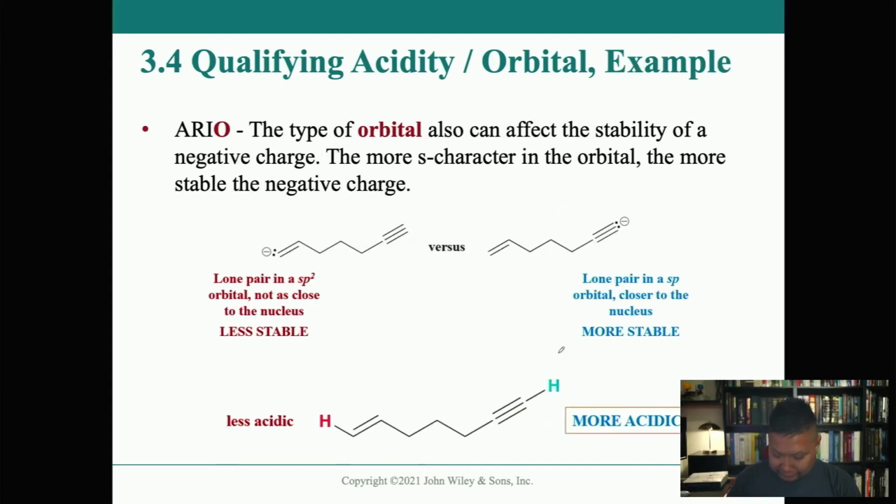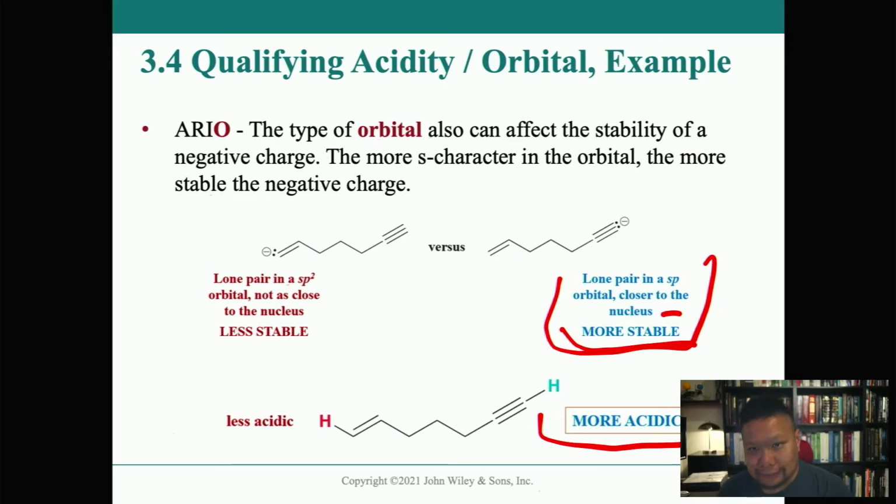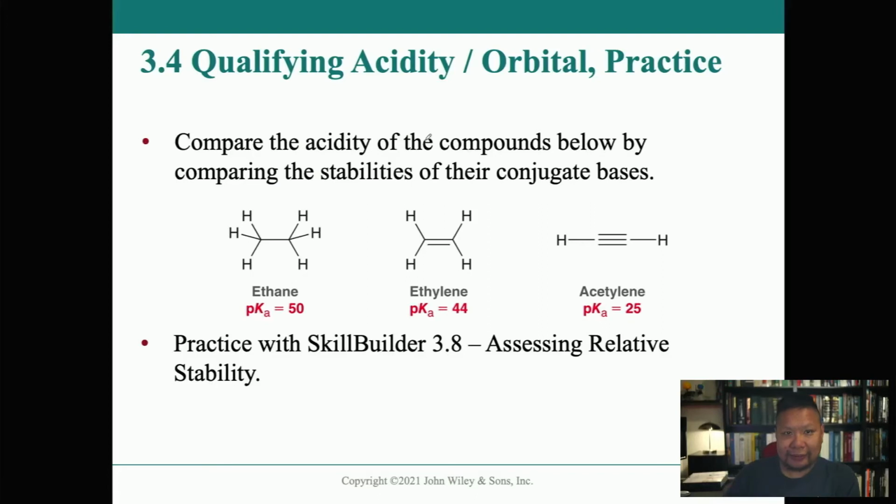Let's see if we're right. Look at that. The lone pair in the sp2 orbital is not as close to the nucleus, so it's less stable. Whereas the lone pair in the sp orbital is closer to the nucleus and then more stable, which means that this alkynic proton, instead of this alkenic proton, I made those up just now, but the alkyne means triple bond, alkene means double bond, remember? The one with the triple bond is way more acidic. Okay, way more acidic. So now let's take a look at the numbers.